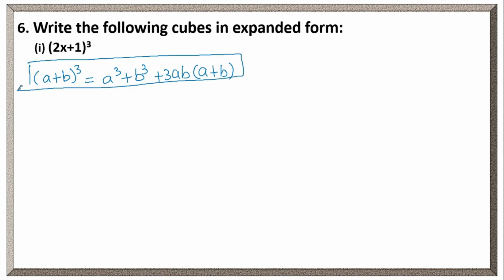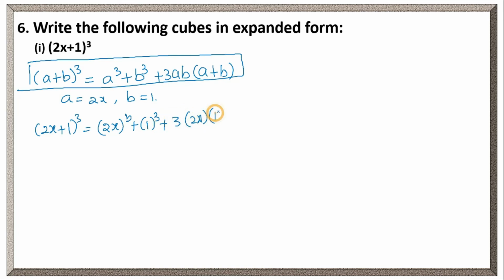Clear? So, what is there in the place of a? 2x. What is there in the place of b? 1. So, let us substitute. (2x + 1) whole cube equal to (2x) whole cube plus 1 cube plus 3 into 2x into 1 into (2x + 1). Clear?